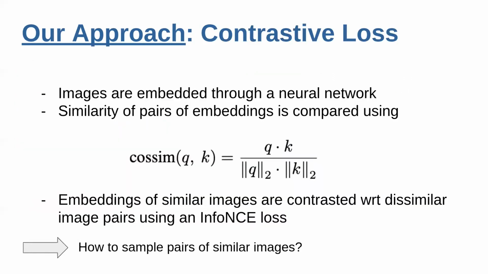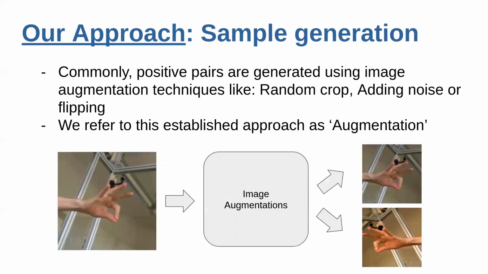Contrastive learning is based on image pairs. We can have positive pairs showing the same thing and negative pairs showing different things. With these, a neural network is used to calculate embeddings for images. Two embeddings, Q and K, are compared with each other using a cosine similarity. Training maximizes the similarity of positive pairs and minimizes that of negative pairs. The question remains, how do you generate pairs of similar images? And this is exactly where our contribution lies.